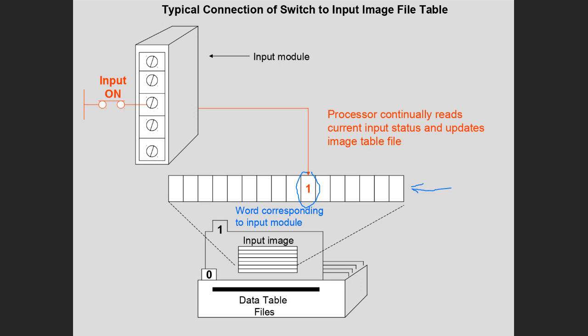Okay, so you can think of that as structured or stored in what we call a data file, or data table file. So we talked about the processor files, and the data files are where you hold basically copies of the input image tables or output image tables.